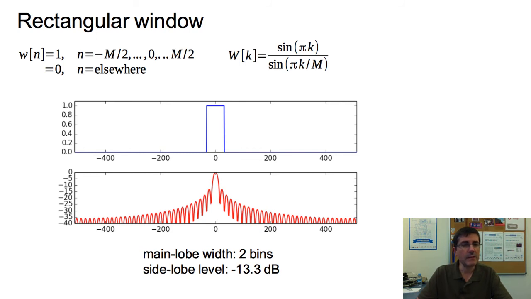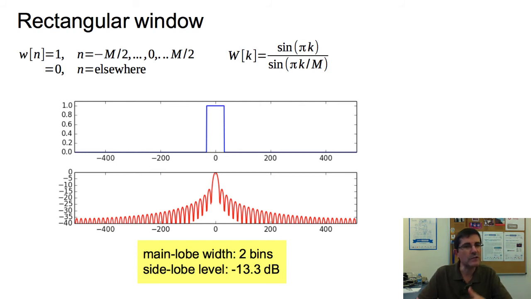And talking about how to describe it, we mentioned the width of the main lobe, and this has two bins, and two bins means two samples. And here we have to be careful, because this is measured when the DFT is the same size as the window. So if we take a DFT of the same size as the window, let's say 10 samples, then it's going to be two bins.